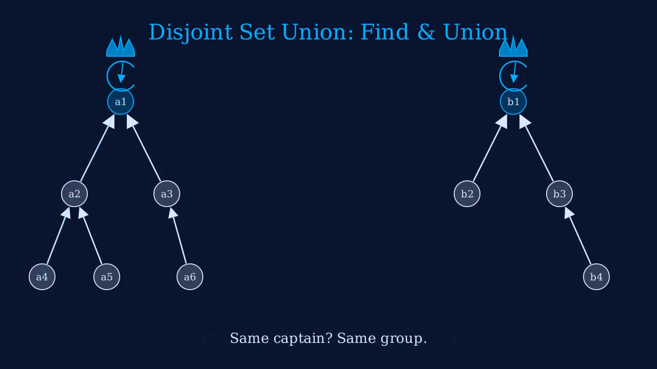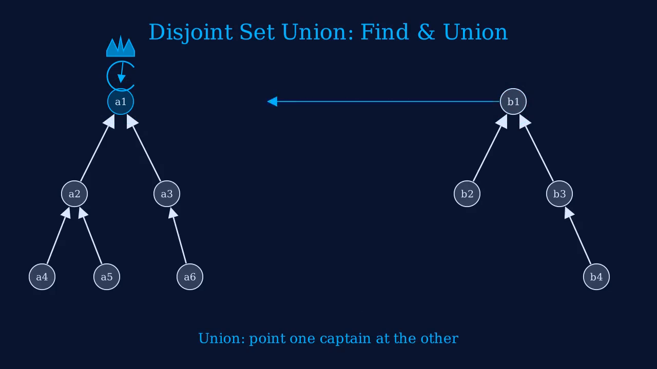That's the find operation. To merge 2 groups, say you start dating someone and your friend circles collide, you find both captains and make one point at the other. One merge, done. That's union. The friendship edges themselves can stay as messy as they want. The DSU only cares about captains.